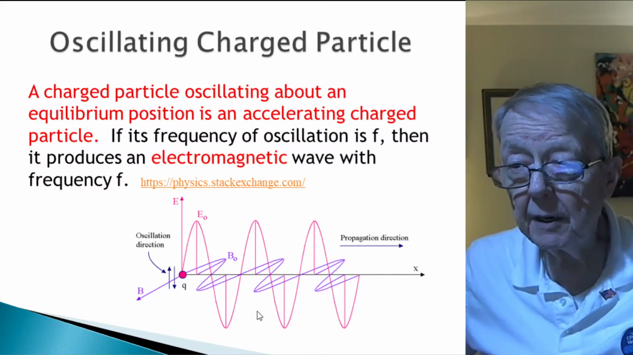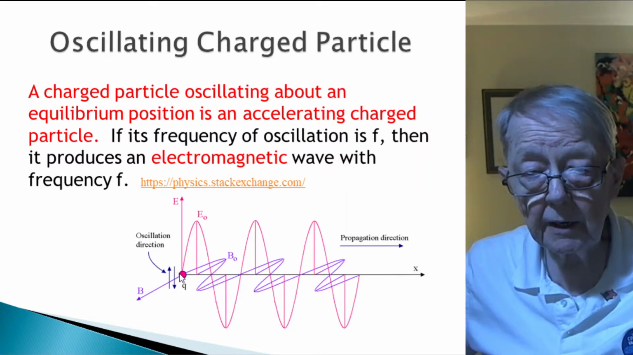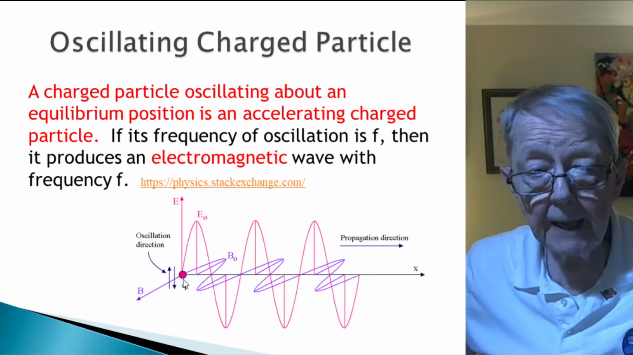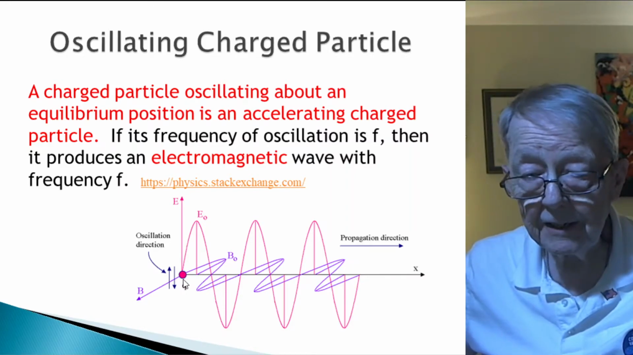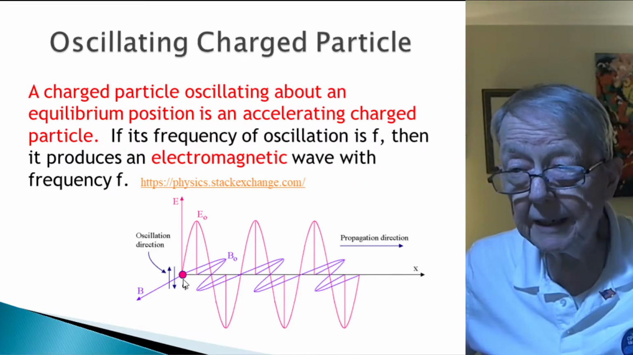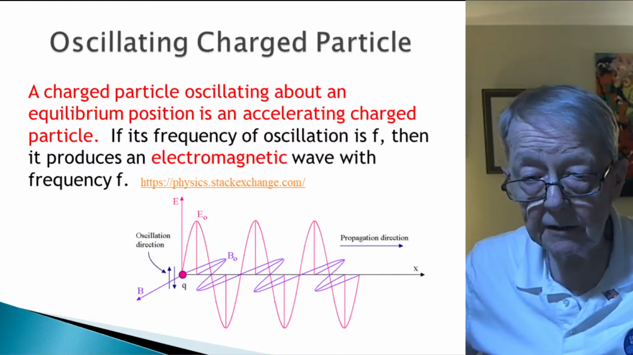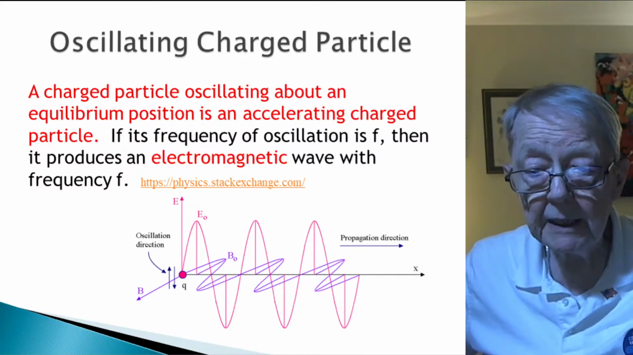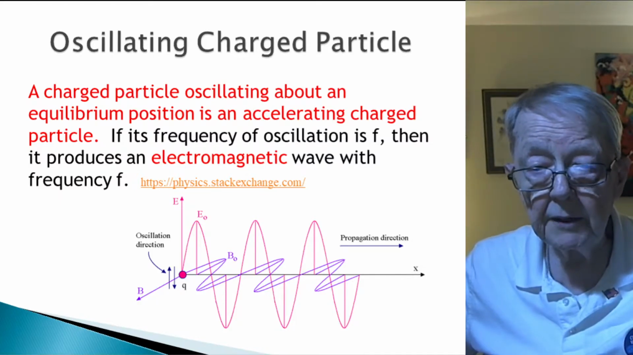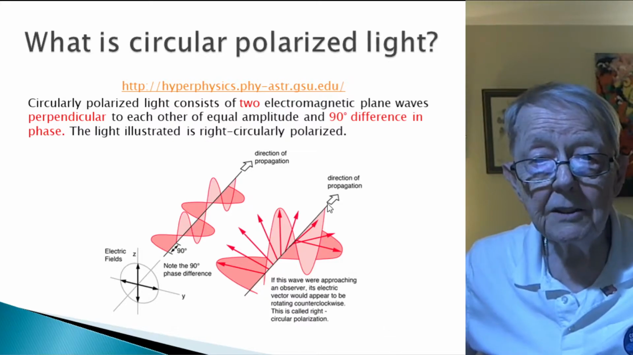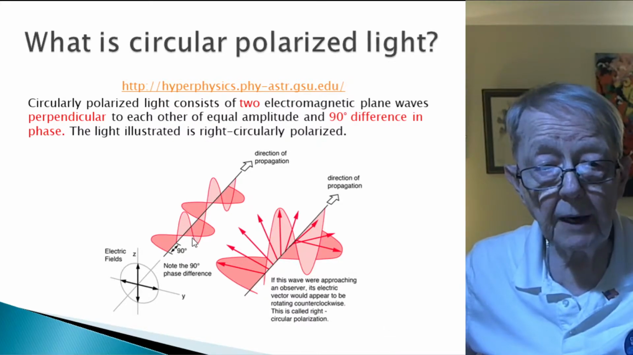A question that was raised by another viewer was, what about this oscillating ion? To me, it's gravity that's making that oscillate, and that's a simple answer, but it takes a little bit more to go into that. So what is a circular polarized light?